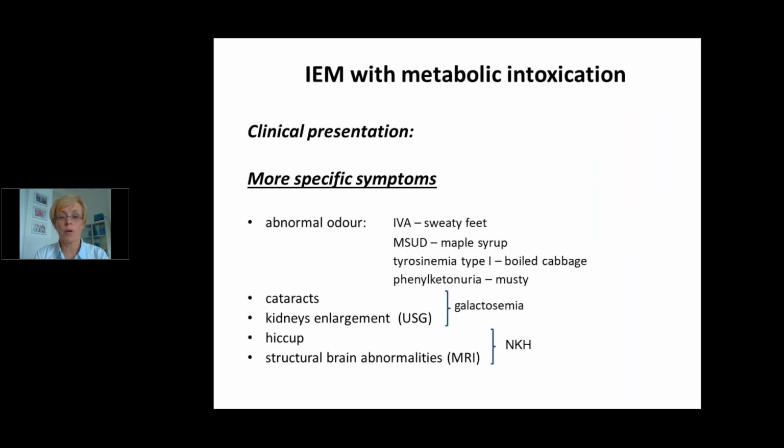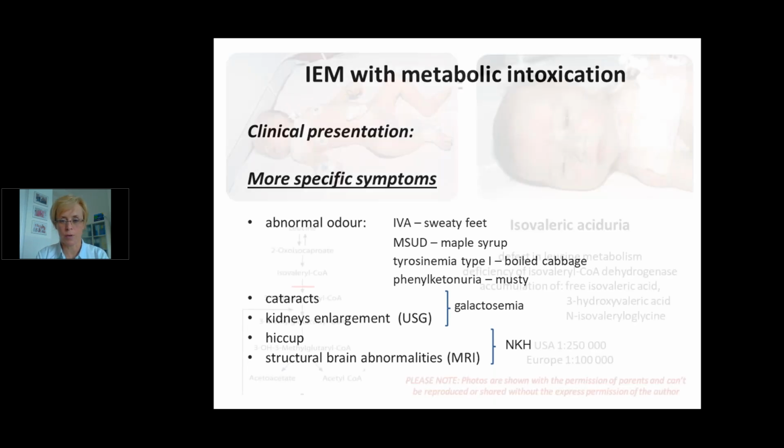There are also some more specific symptoms, like, for example, abnormal odor, and here you have some strange odors which may be produced by these children, so we shouldn't forget to use our nose as a diagnostic tool. There may be cataracts, kidney enlargement typical for galactosemia, and many other more specific symptoms presented by these children.